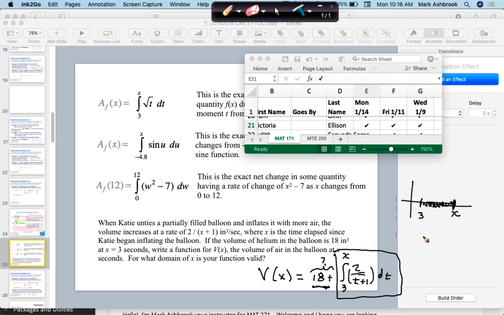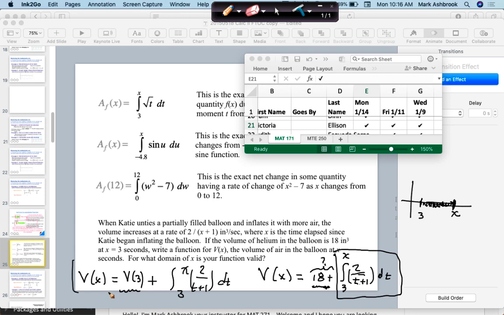All right, so is there another way to write that then? V(x) equals the integral from 3 to x of 2 over t plus 1 dt. So I could write 18 plus, or what else could I write here? V of 3. That's what 18 is. It's everything, all the air that's entered, all the volume accumulated up till 3 seconds, plus the additional accumulation, or the change since 3. Because that's what 18 is. 18 is V of 3.